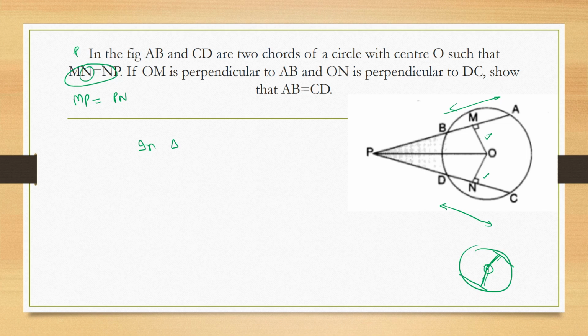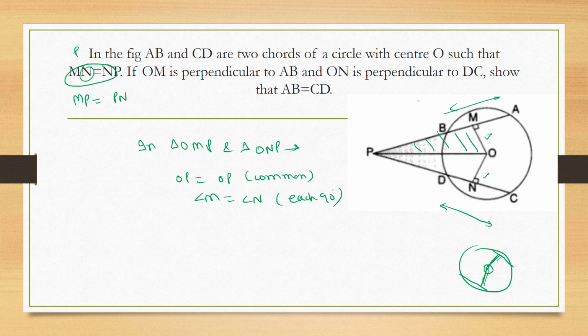So can I consider these two triangles, OMP and ONP? We know OP is common. Angle M and angle N are each 90 degrees. And MP and PN are given to us as equal. So hence these two triangles are congruent.